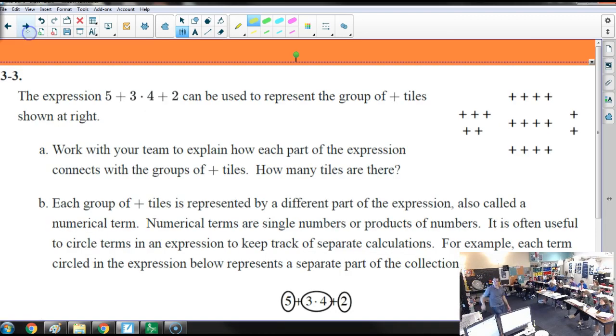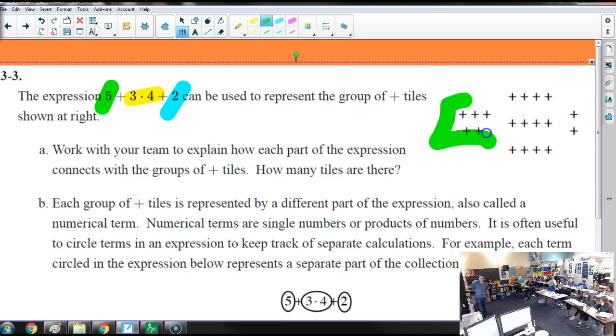Interesting. Let's keep going on. Maybe we'll figure this out. This expression, 5 plus 3 times 4 plus 2, can be represented like this. Now, if you don't see it, please lock your eyes up here for a moment. This expression, 5, and then 3 plus 4, and then 2, right? Addition is "and." So we have 5.